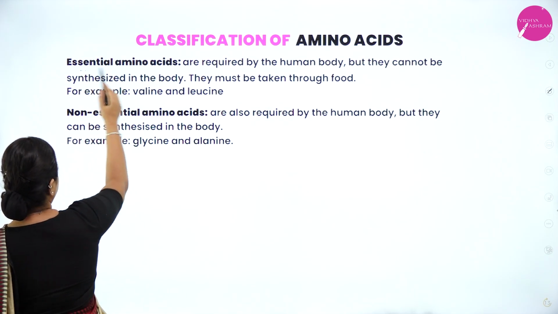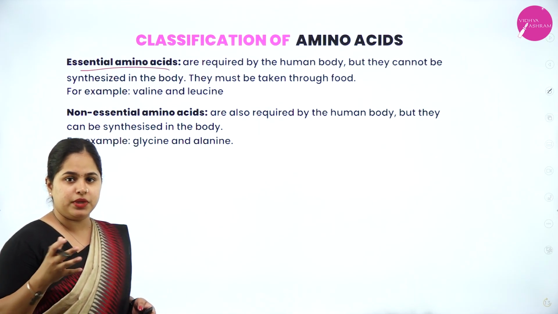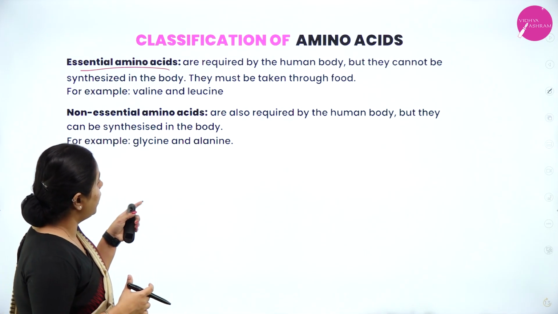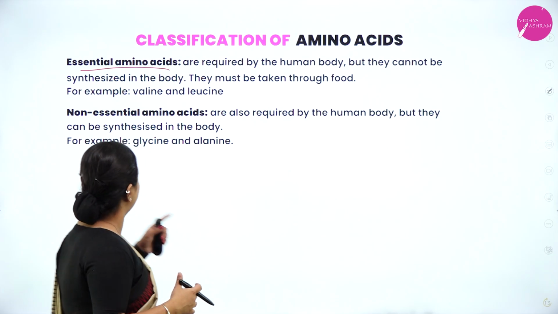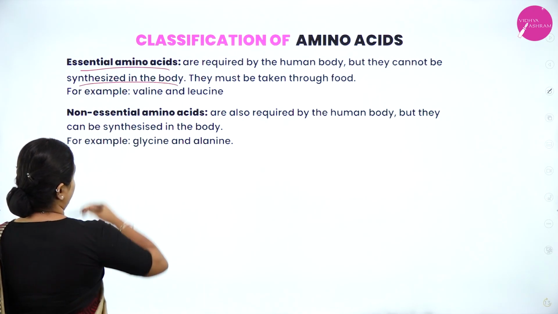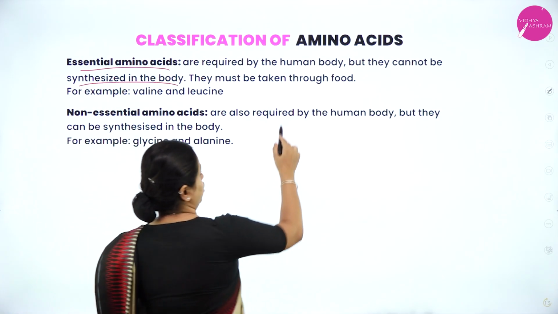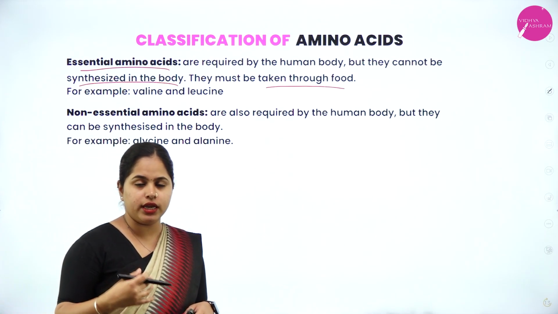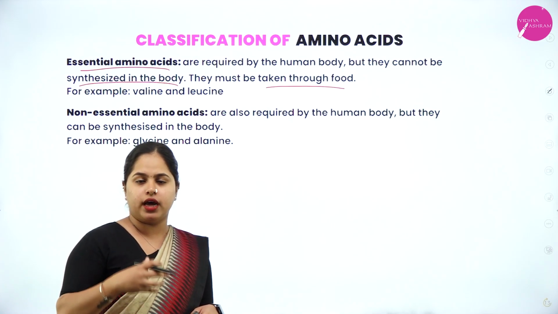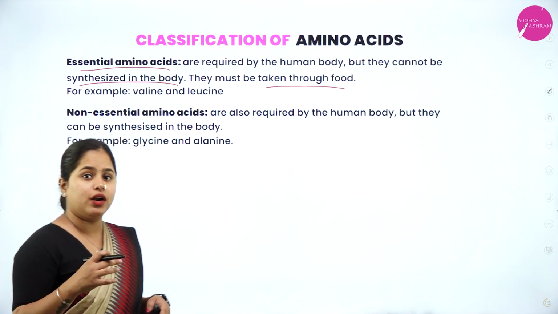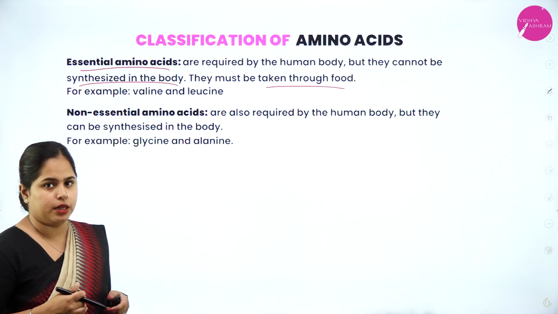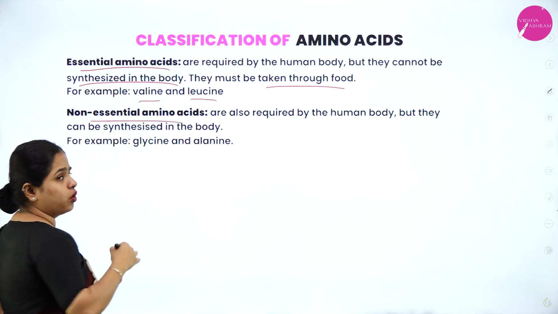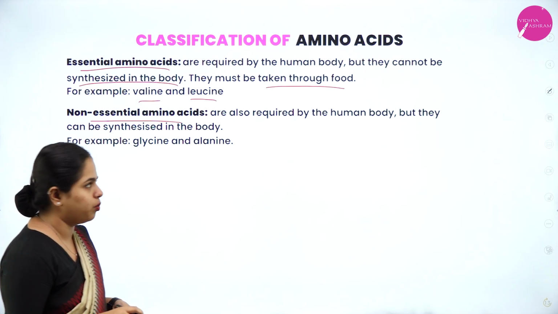So, the first one is essential amino acids. Essential means that it has to be taken up through the diet, right? They are required by the human body, but they cannot be synthesized in the body. They must be taken through food, okay? So it is not present in our body, or it cannot be synthesized by our body. It is supposed to be taken through the diet or food. That is why it is called essential. Examples: valine, leucine, etc.